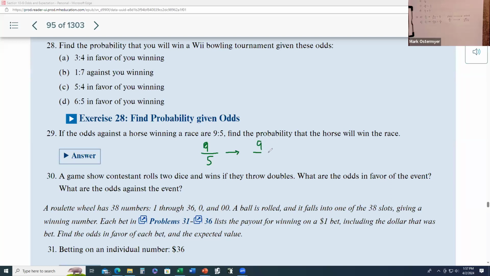9 over what? 5 plus 9. This is the probability of the horse winning the race. 9/14 is the probability of the horse winning the race. 9 to 5 are odds. Okay. All right. So just make sure that you're able to go from odds to probability. Okay.